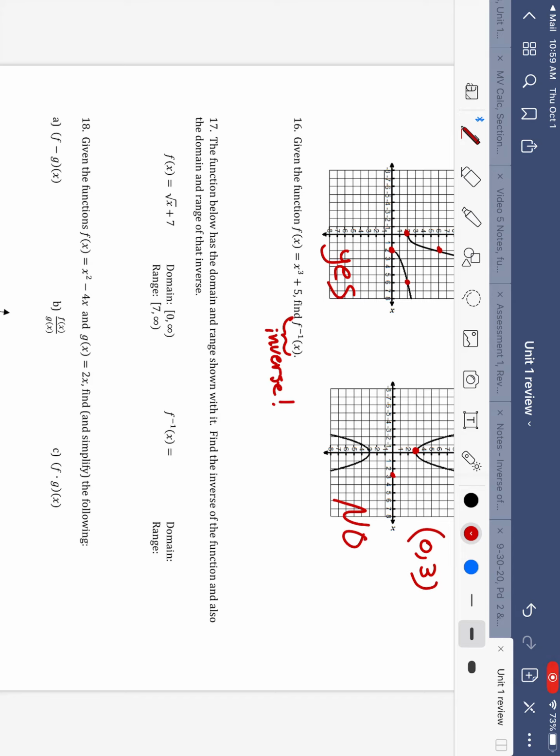Okay, so that means right now this is y equals x to the third plus 5. I'm going to switch the letters, so I'm going to make this x equals y to the third plus 5. I got to move the 5 over. So I get x minus 5 equals y to the third.